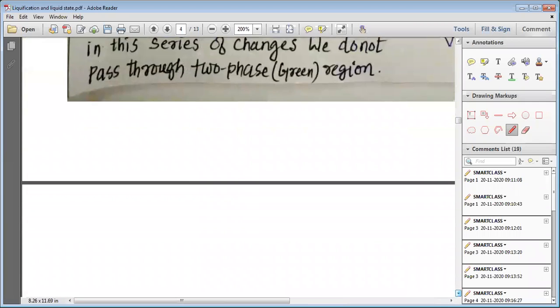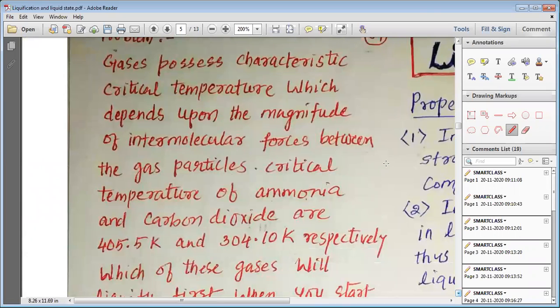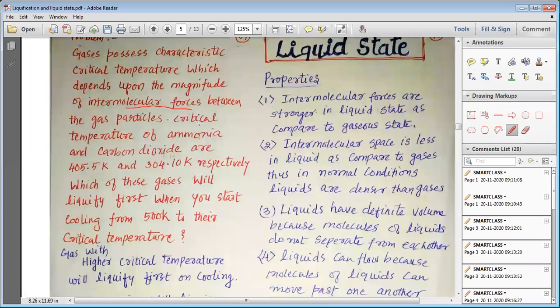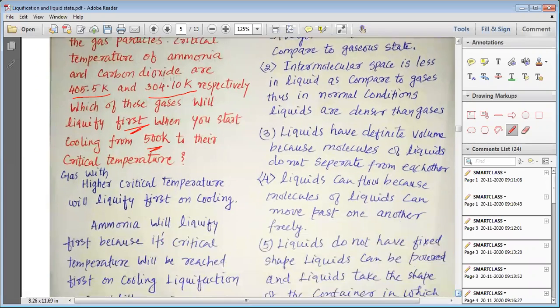Now we'll move on, my dear students. Now we have a problem. Gases possess a characteristic critical temperature which depends upon the magnitude of intermolecular forces between the gas particles. The critical temperatures of ammonia and carbon dioxide are 405.5 Kelvin and 304.10 Kelvin respectively. Which of these gases will liquefy first when you start cooling from 500 Kelvin to their critical temperature? When we start cooling these gases, which gas do we expect to liquefy first?